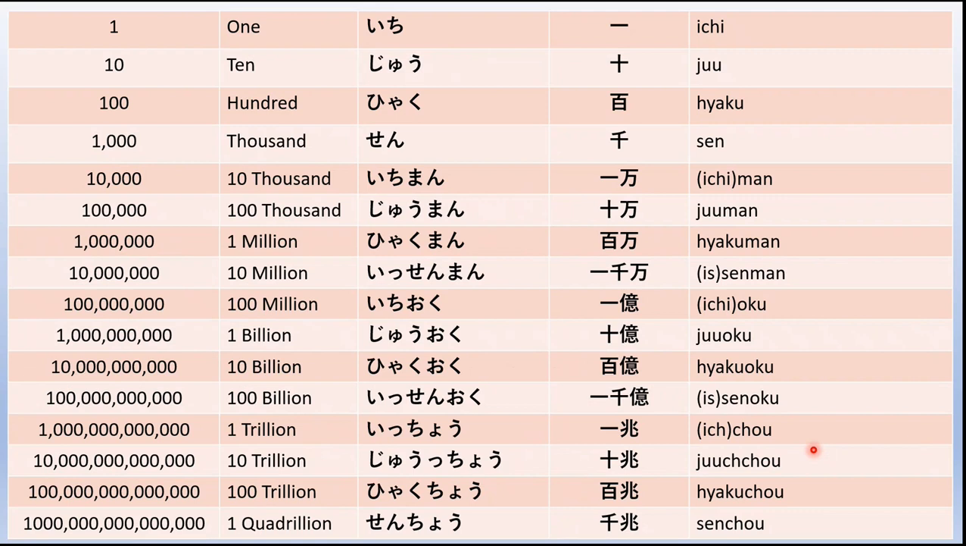This is a very important chart that summarizes numbers in increments or multiples of 10. That is, each row increases by a multiple of 10. Each row increases with a factor of 10. So let's start from the top.